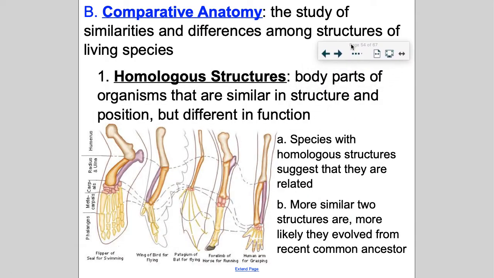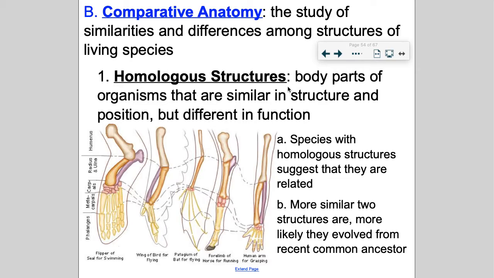So some evidence that supports evolution is anatomy, comparative anatomy, comparing anatomy from one species to another. So we look at similarities, we also look at differences among living species. So the first type of structure I want to talk about is homologous structures.